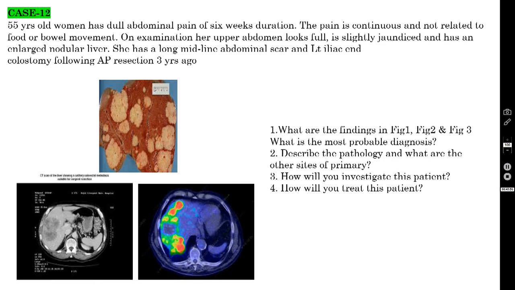Case number 12, a 55-year-old woman has dull abdominal pain of 6 weeks duration. Pain is continuous and not related to food or bowel movement. On examination, her upper abdomen looks full, she is slightly jaundiced, and has an enlarged nodular liver. She has a long midline abdominal scar and left iliac end colostomy following AP resection 3 years ago.